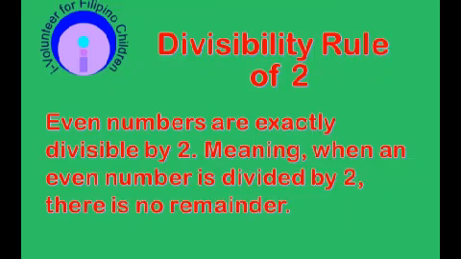Divisibility rule of 2. Even numbers are exactly divisible by 2. Meaning, when an even number is divided by 2, there is no remainder.